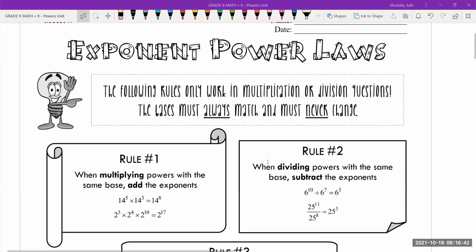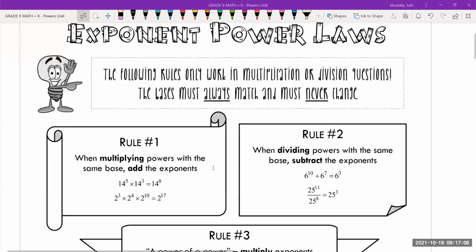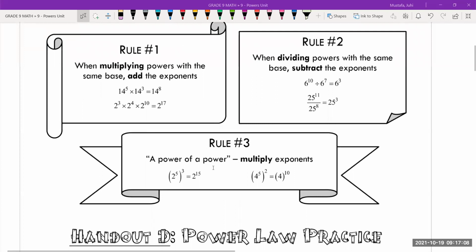All right, so what are exponent power laws? The first thing I need to tell you is the following rules only work in multiplication or division questions. So if you have addition and subtraction, you cannot use these rules. The bases must always match and must never change. So the two things you're looking for before you can apply an exponent rule is, do the bases match, and is there a multiplication or a division sign?